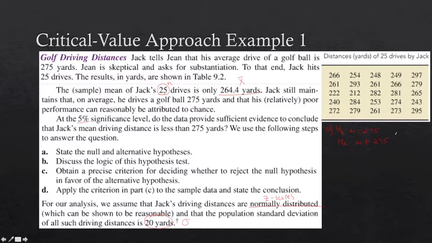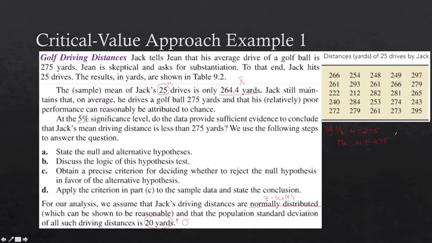However, if his sample mean is too far away, then we may want to reject the null and accept the alternative hypothesis, and Gene will be right that his mean is not 275 yards. So that's kind of where we are in terms of logic.